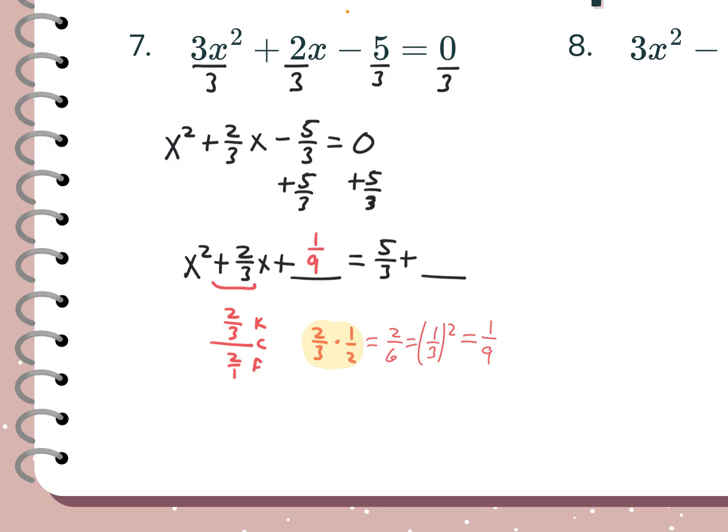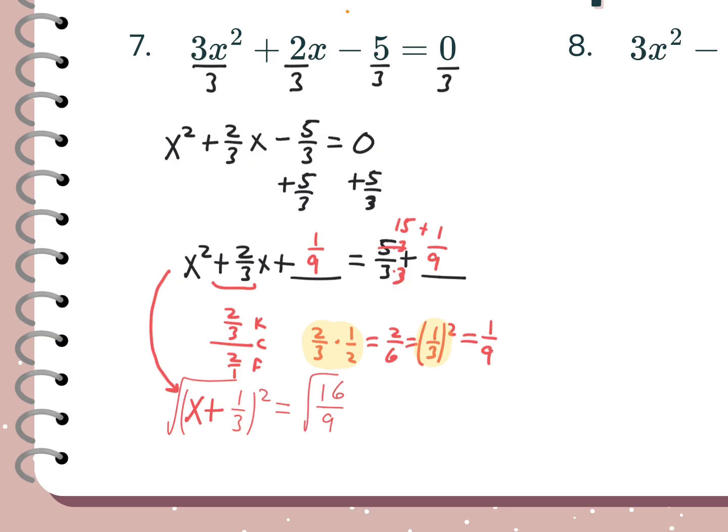All right, so a little bit of a process now to get whatever that number is. But it's still going to factor the same way. This right here is going to become x plus b over 2 squared. So b over 2 in this case is 1/3. So it's going to be x plus 1/3 squared equals 5/3 plus 1/9. So I'm going to do times 3 times 3. And then 5/3 becomes 15 over 9. And then 15 plus 1 is going to get you 16 over 9.